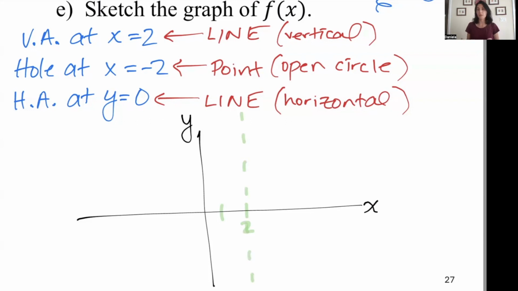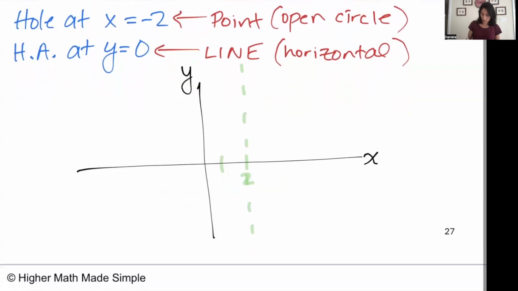An asymptote just means that the function approaches it forever, but it never actually touches it, okay? And then there's also, so this is the line x equals 2. And then there is a horizontal asymptote at the line y equals 0, aka the x-axis. So this is the line y equals 0. So we know there's going to be a hole at -2, right? So if this is 1, 2, -1, -2.